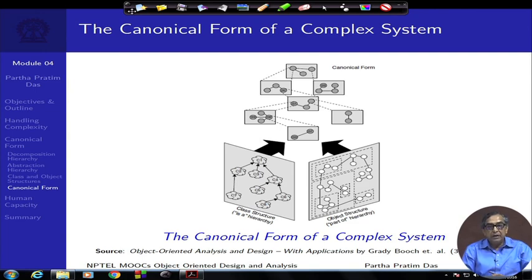So, I would request that please carefully study this diagram. This is a very interesting illustration of how a complex system should canonically look when analyzed from the two orthogonal axes of class structure or abstraction hierarchy, which says what is the specialization amongst different concepts in that system, and the object structure or the decomposition hierarchy, which says which is a component, subcomponent, sub-subcomponent relationship. And as an intermix of these two, the canonical form emerges in the middle, which is the system that we are actually trying to build.